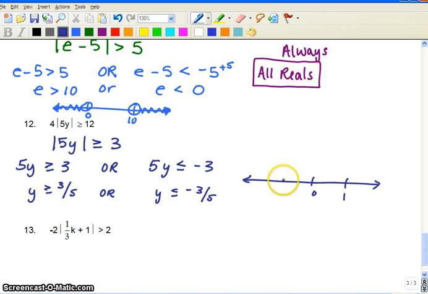0, 1, negative 1. Greater than 3/5, so that would be right about here. It's greater than or equal to. And negative 3/5 would be right about here. Now if you want to, you can put negative 3/5 and 3/5, but you don't have to, because I can see that they're between the whole numbers 0 and 1.